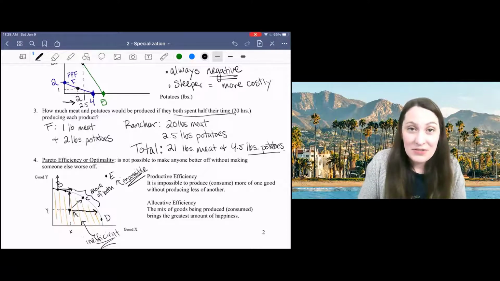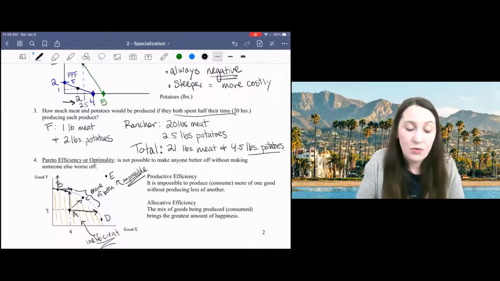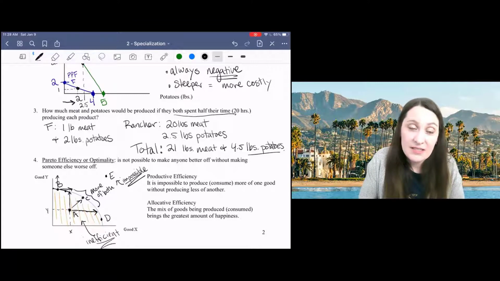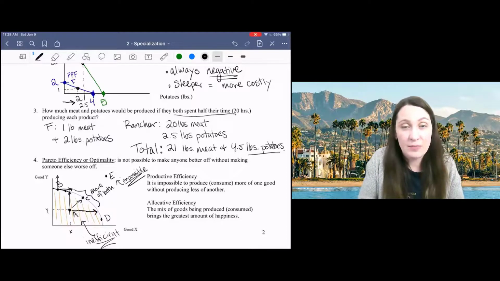So we've introduced ourselves to this concept that we'll return to again and again of Pareto optimality or efficiency. We've discussed productive efficiency specifically in the context of the production possibility frontier. And we will continue to apply this concept in different models throughout the course of the semester.